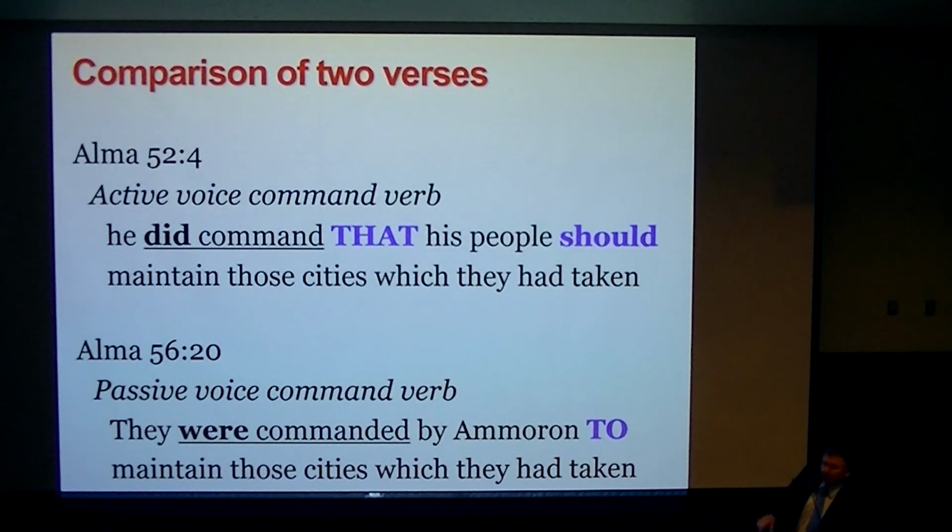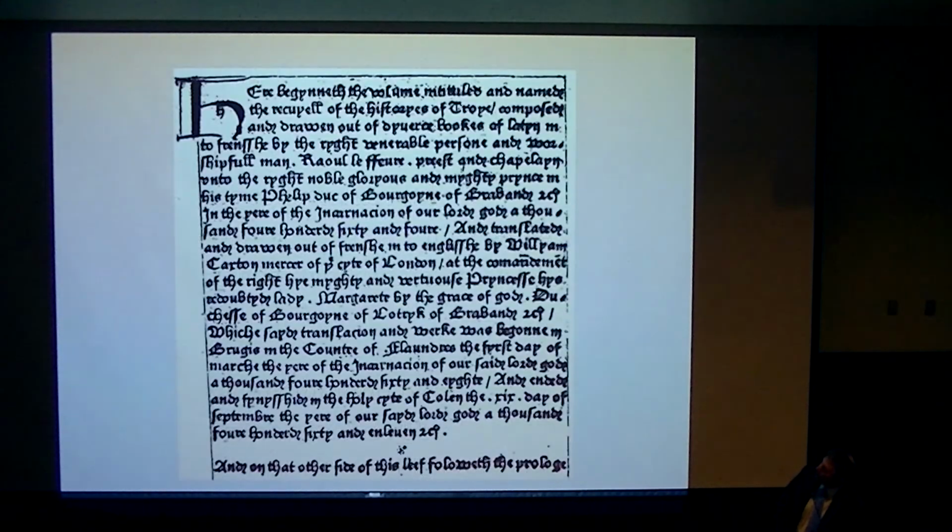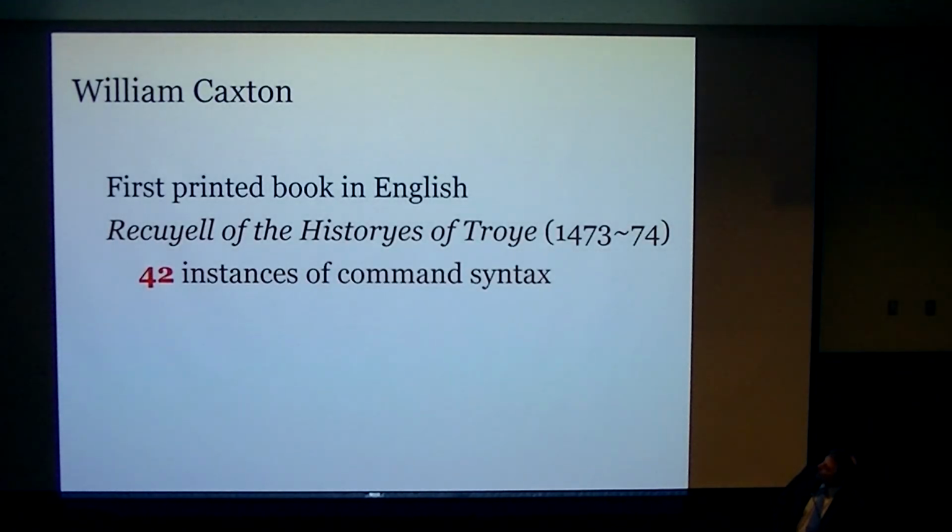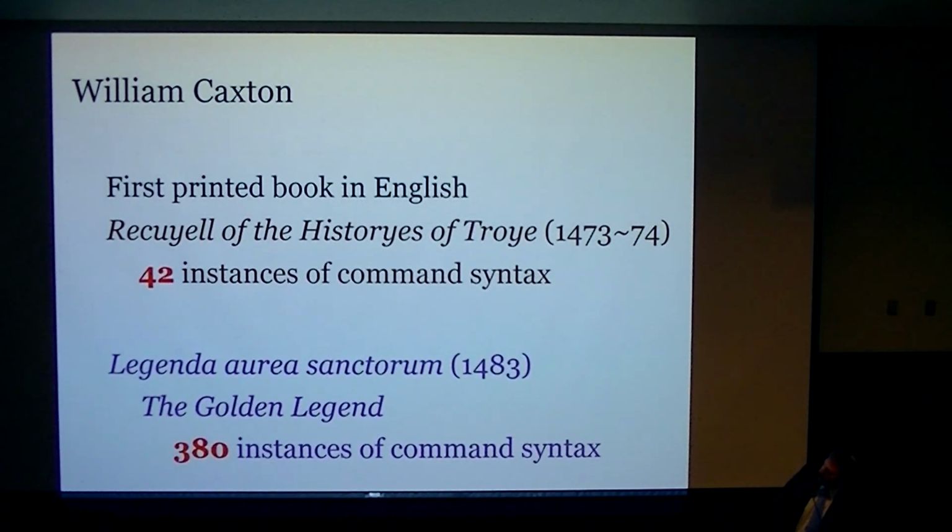And there are several patterns that are in accordance with early modern English in the text, in arcane instances in the Book of Mormon. Here's the first printed book in English that I showed you briefly before, printed by Caxton, actually not in England, in Bruges, Belgium, in 1473 or 74. The Recueil of the Histories of Troy has 42 instances of command syntax. That's why it's interesting to us. Caxton's Golden Legend, he printed that 10 years later. 380 instances that I counted.